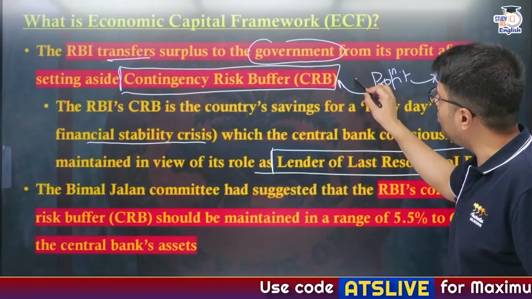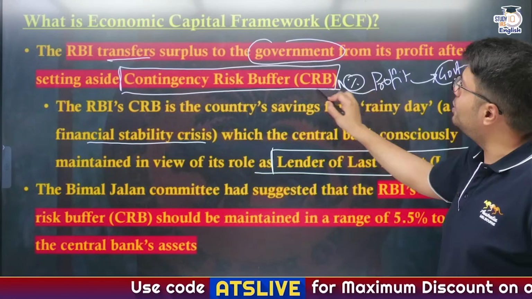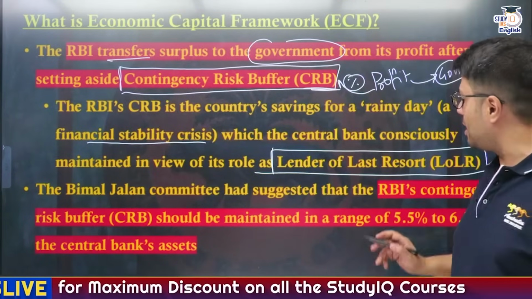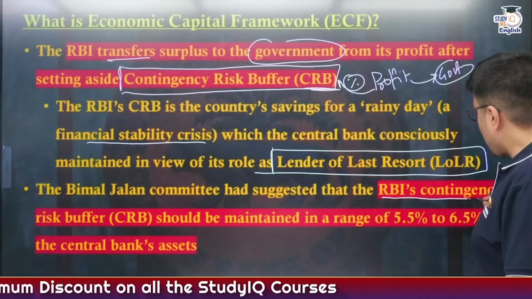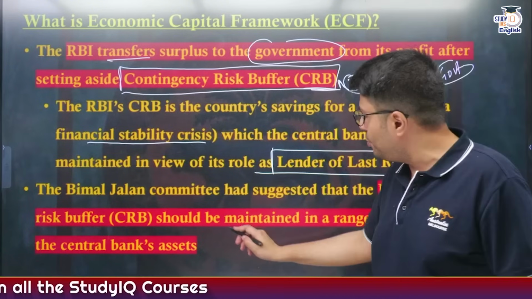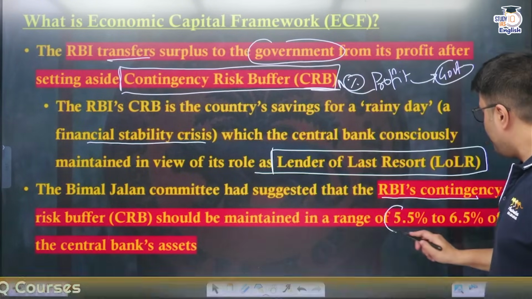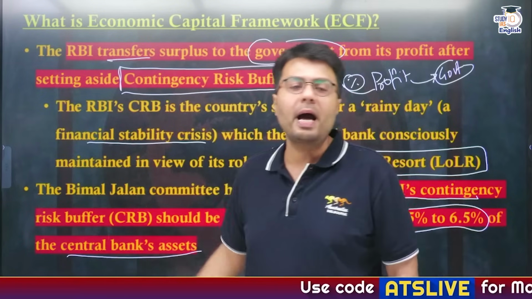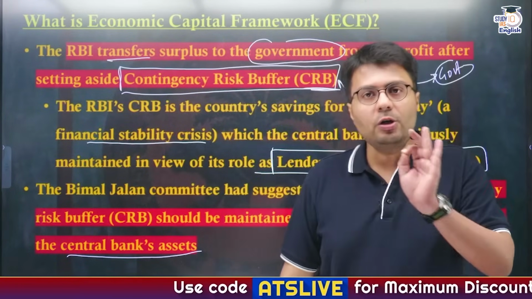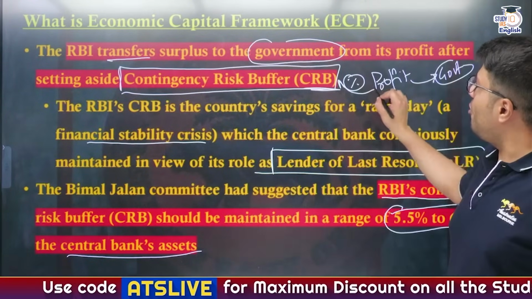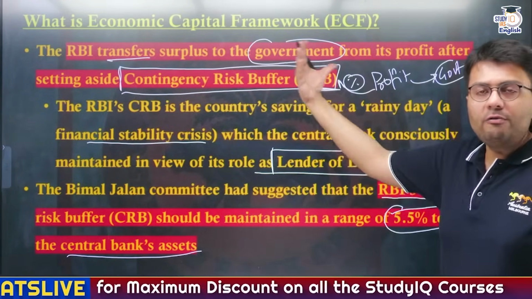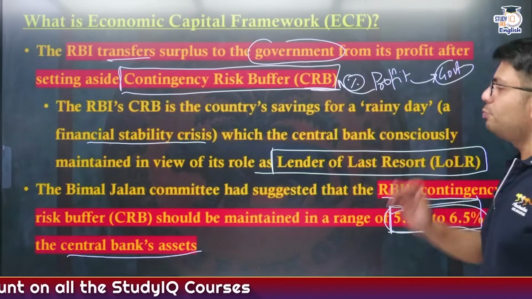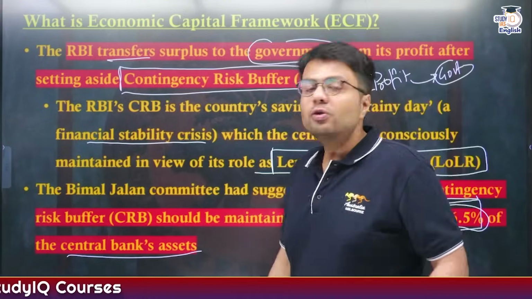So how much money, or what percentage of its profit, should be given to CRB, that is also suggested by the Bimal Jalan committee. The committee said that RBI's contingency risk buffer should be maintained in a range of 5.5 to 6.5% of the total central bank's assets. Understood? So the portion that RBI needs to give to CRB is in the range between 5.5 to 6.5% of bank assets. So what does it mean?